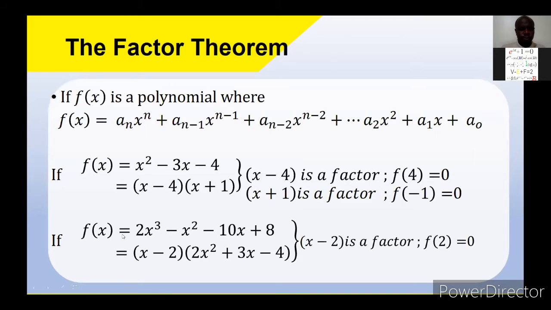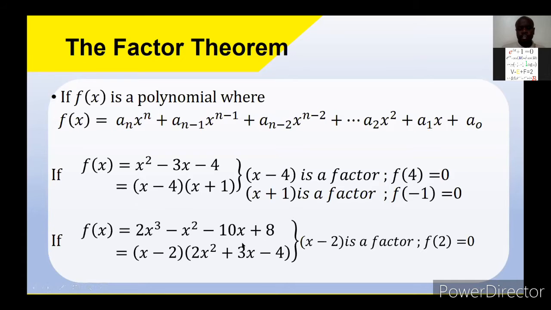Now, if we go down to this one here, where we have f of x is equal to 2x cubed minus x squared minus 10x plus 8, when we factor it, we'll get this here. What we have is x minus 2, open and close brackets, 2x squared plus 3x minus 4. So we have right here now a binomial and a trinomial. Now, if x minus 2 is a factor, which we see here because we factorized it, then f of 2 would be equal to 0 as well. Because if we put a 2 here, 2 minus 2 is 0, so this becomes 0.